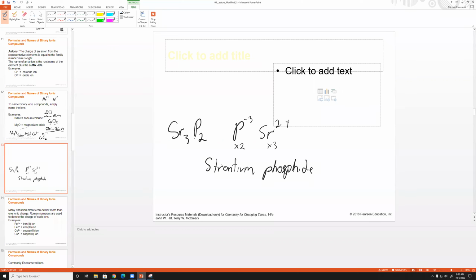So if you have ions with a +2 and a -3, or +3 and -2, the best way to figure out what they become is you just switch the numbers. Or in other words, what we're doing is finding the least common multiple. The least common multiple between 2 and 3 is 6. That's why the positives have to be +6 and the negatives have to be -6. Okay, any questions on that?